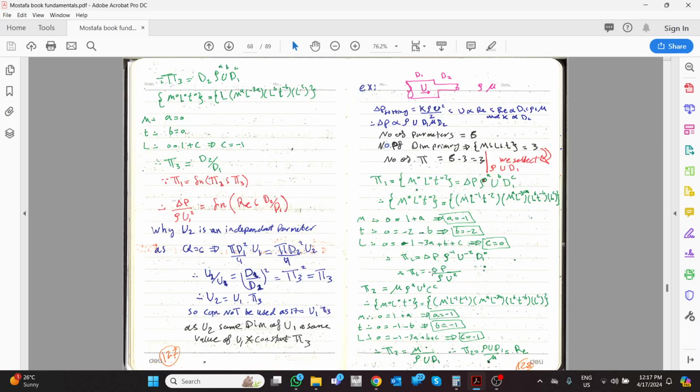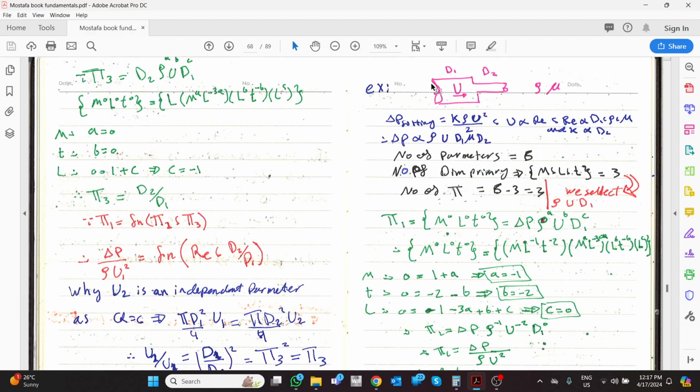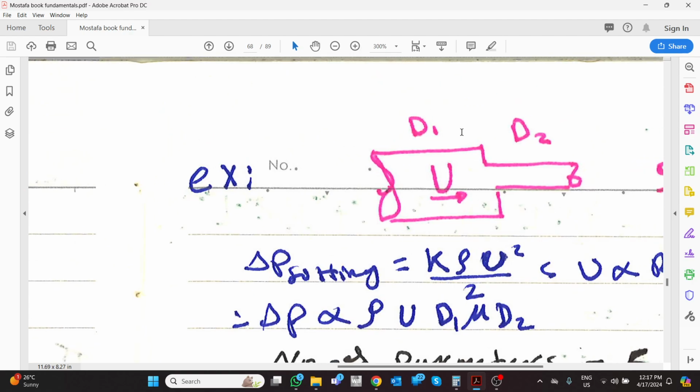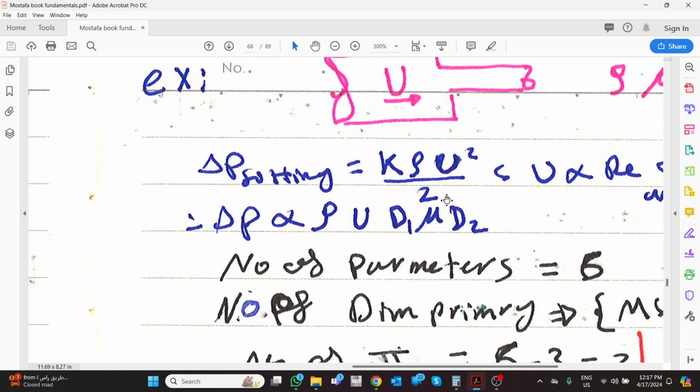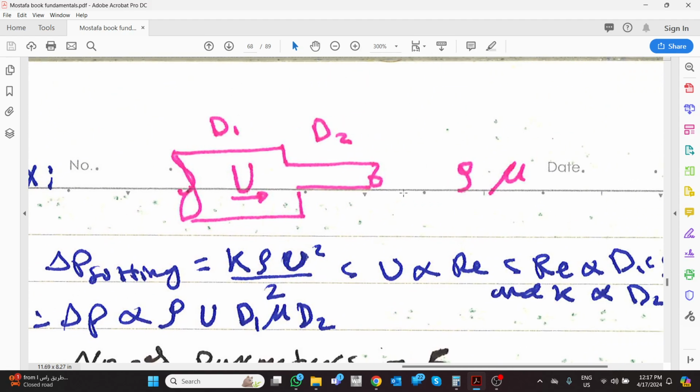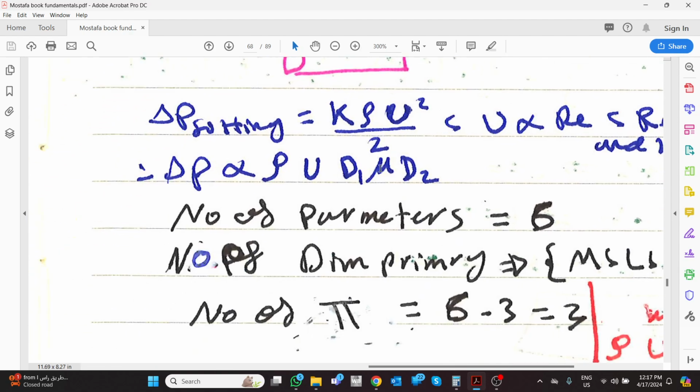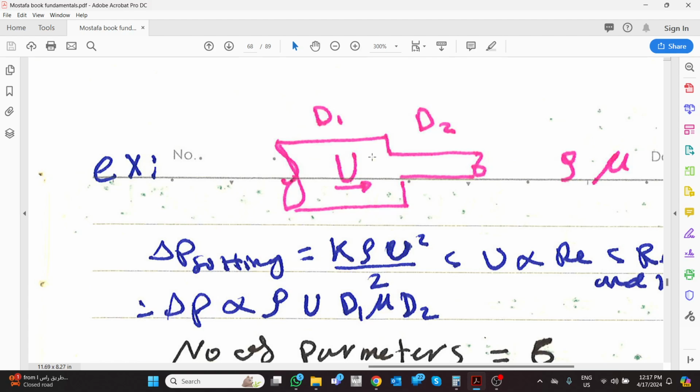Okay, now we'll go to example number two. It is a pipe with a sudden contraction. We need to check the dimension analysis. For example, if we have a pipe with 1 meter and this one is half a meter, what will it be if this one is less and this one is less with the similarity? Okay.